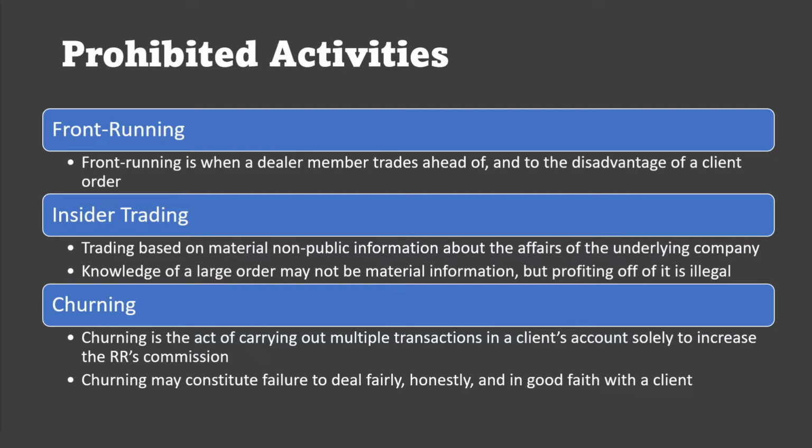Churning is another prohibited activity, and it's the act of carrying out multiple transactions in a client's account solely to increase the IR's commission. So for example, if you're buying and selling stocks quite frequently just for the advisor to get paid that commission on stock trading, that would be churning, and it may constitute failure to deal fairly, honestly, and in good faith with a client.